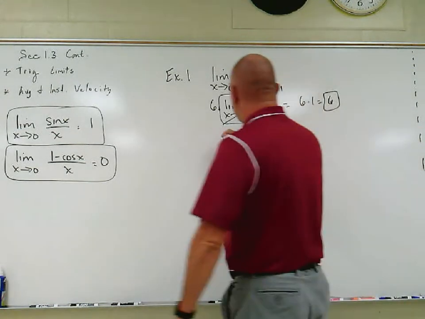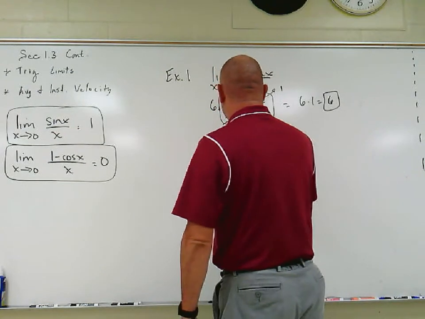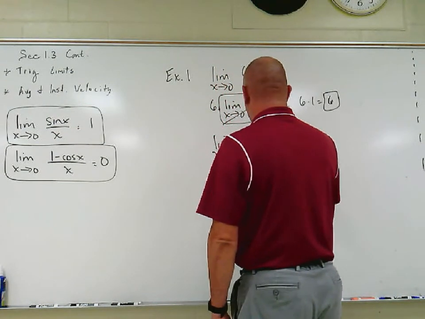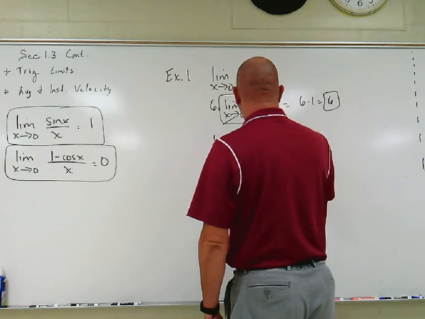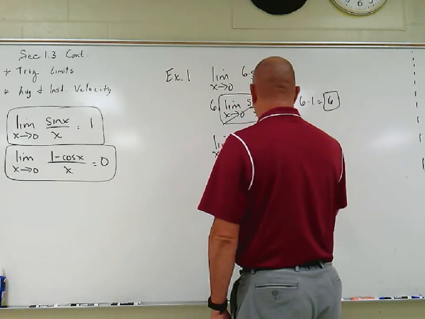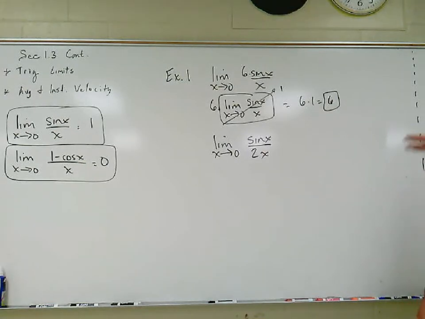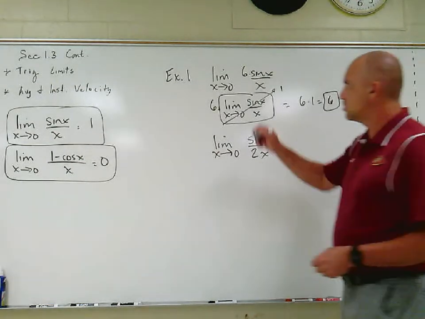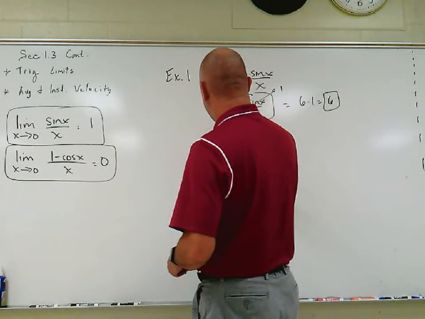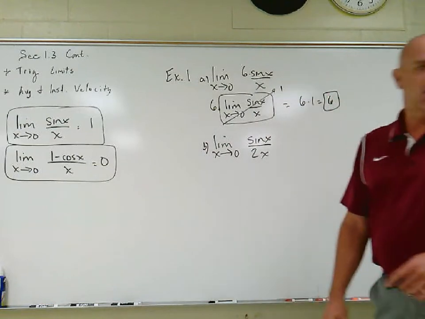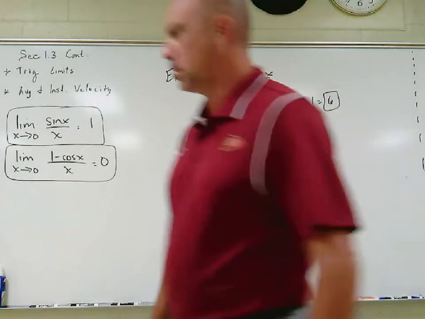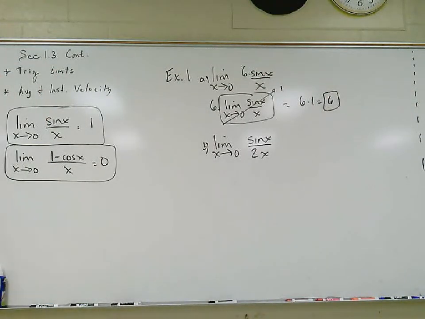All right. The next one, limit as x approaches 0. Let's say you have sine x over 2x. Okay. Same idea. How can you manipulate this and get the answer that we got? We'll call this part B. You try this one, and then I'm going to upgrade our limit rule in just a second.